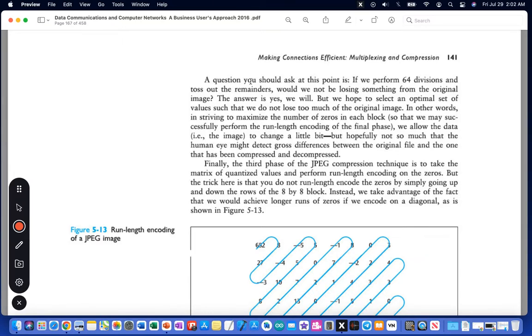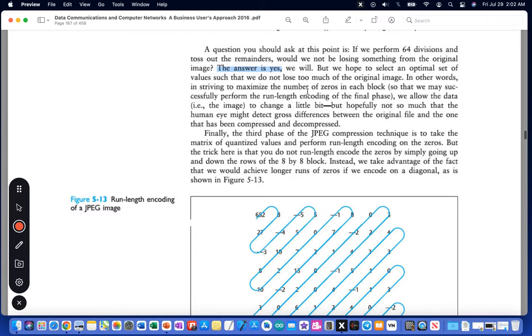A question you should ask at this point: if we perform 64-bit division and toss out the remainders, would we not be losing something from the original image? The answer is yes. Yes, we are losing something. But we hope to select an optimal set of values such that we do not lose too much of the original image. So it's lossy.